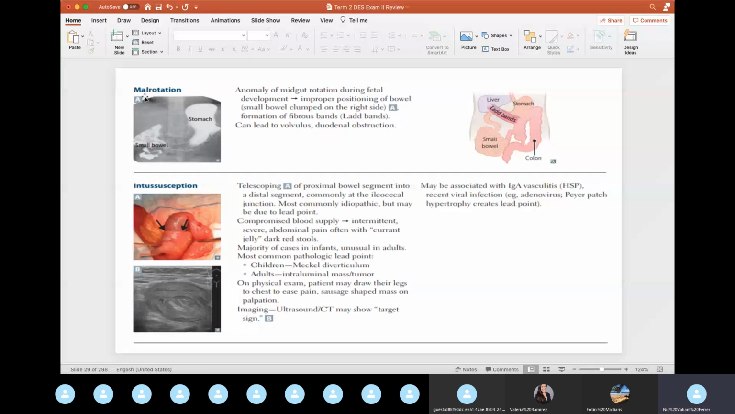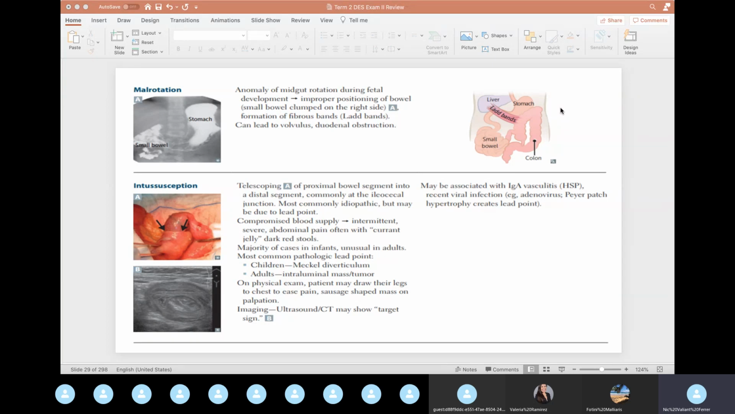Again, put a star here. This is high yield: malrotation. Someone has said it, midgut rotation anomaly during fetal development, improper positioning of the bowel. You can also see formation of fibrous bands. If in the vignette they say fibrous bands or Ladd bands, think about malrotation. It can lead to volvulus and it can lead to duodenal obstruction.